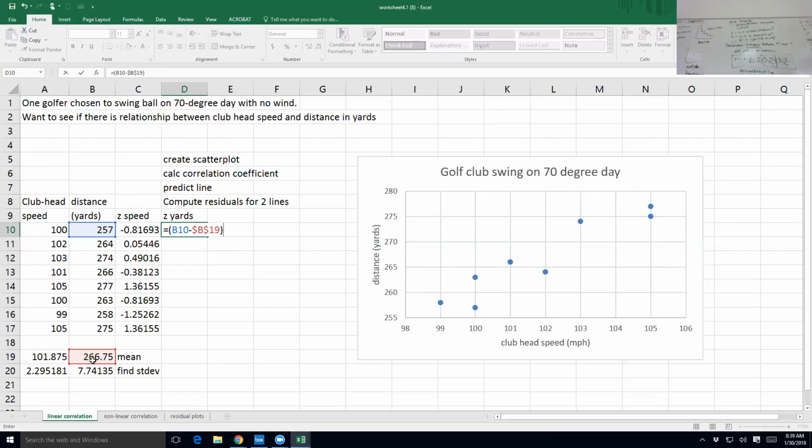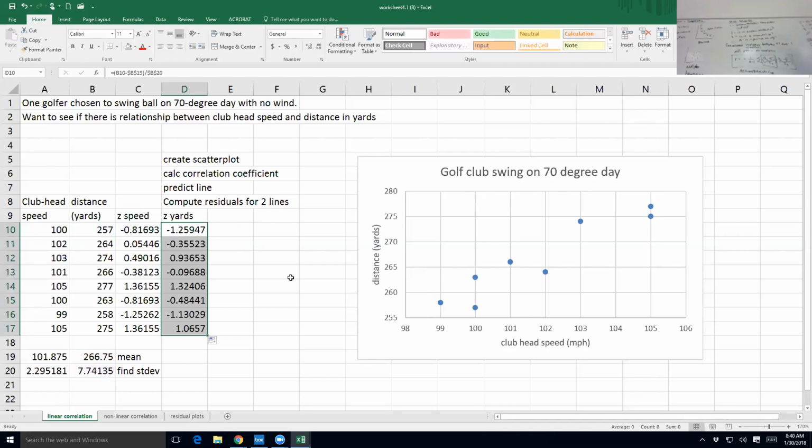By the way, if you don't put parentheses on there, you'll definitely get the wrong answer. And then you're going to divide it by 7.74. Do I need to F4 that? Yes, I do. I want the mean and the standard deviation not to change. I want the first number to change when I copy the formula. All right, so I will copy that down.